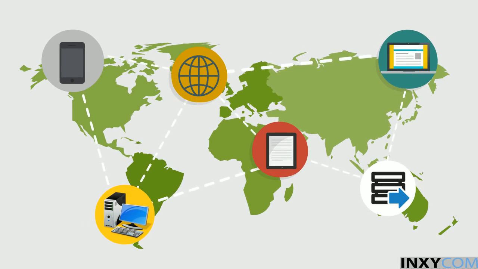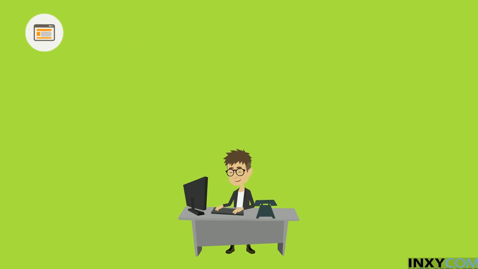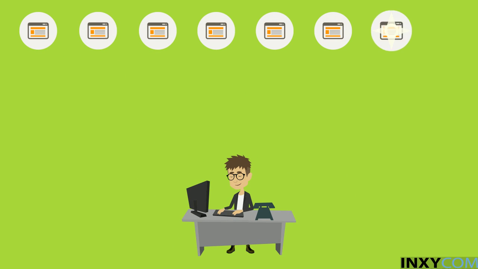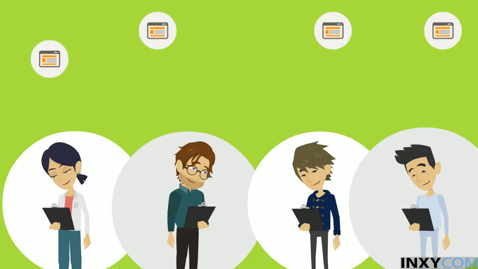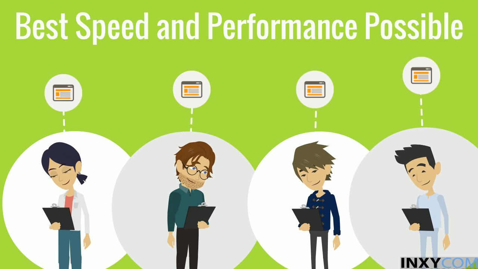CDN can be understood as a system of geographically spread servers located in reliable data centers throughout different regions of the world. When you use CDN for content distribution, many copies are created and served to end users from different locations based on the best route possible. As a result, users get your content at the best speed and performance possible.